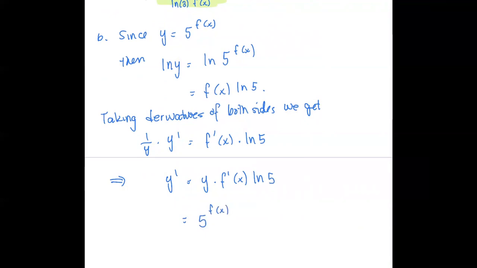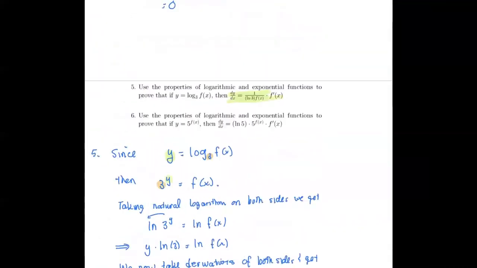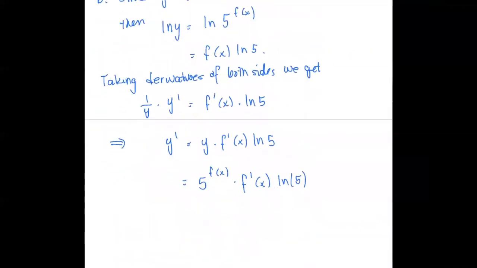Notice here I use an equal sign because these are exactly the same. It's not my next step, it's actually equal to that. And you're done, and that is exactly what I wanted to show. My natural log of 5 is in a different spot, but it's okay. This would have been enough.